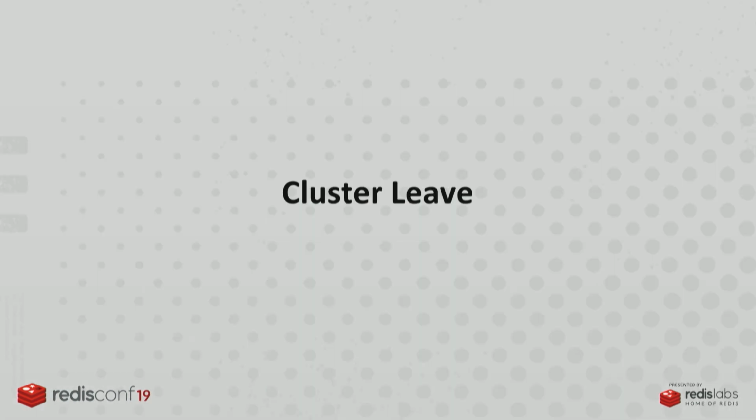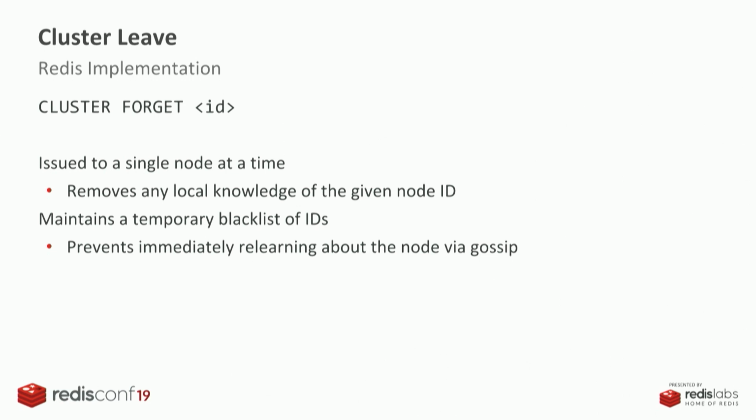Cluster leave. A node can leave a cluster. This is very dangerous, but what you can do is take the ID of a node and tell every other node to forget it. Basically any internal state it has about that node, it just completely removes it, and it has a blacklist to make sure that node doesn't try to join the cluster again.